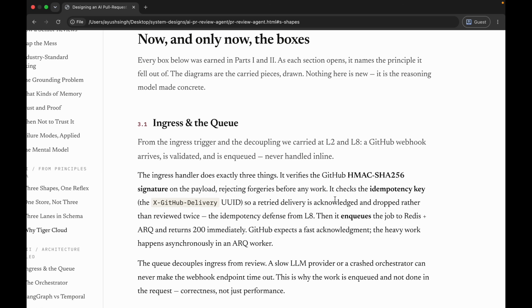If you search on GPT or anywhere, you'll eventually figure out that a GitHub webhook will arrive, get validated, and then be queued. So we need to create an ingress handler that ingests the PR and then eventually acknowledges it. Now let's understand in a different way. This is for the people who do not know about the GitHub webhook. Let's say the PR gets opened.